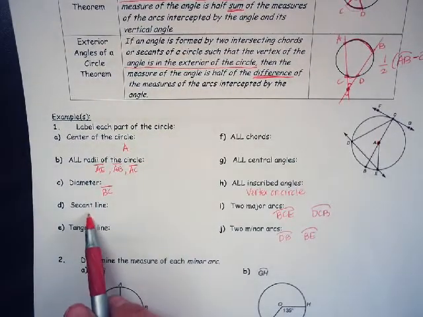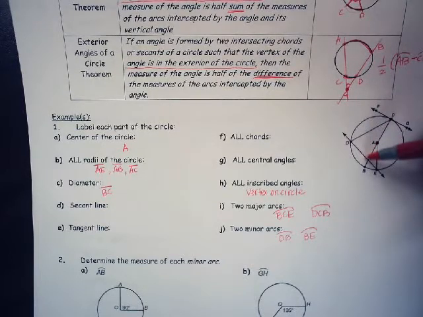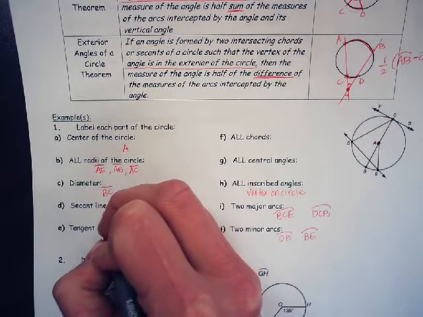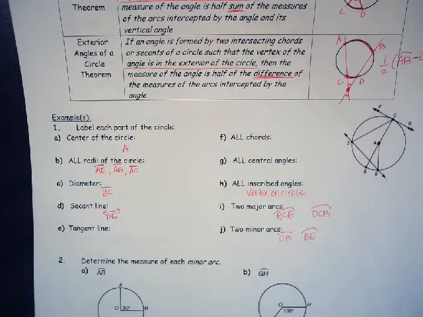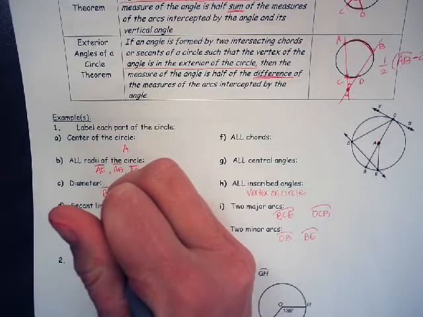Okay, a secant line is a line that intersects the circle in 2 places. So I'm looking for a line that continues through the circle and intersects it in 2 places. And that would be line DE. And we would write it like this.